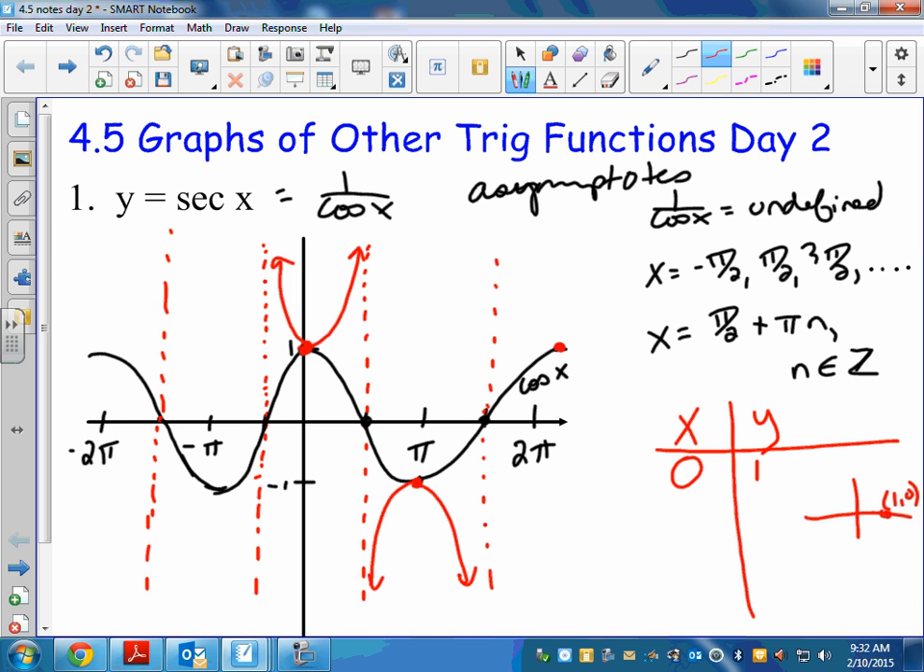Still going to be at 2 pi. That's totally not 2 pi. It would be like this, but it stopped, right? Now we can draw it.